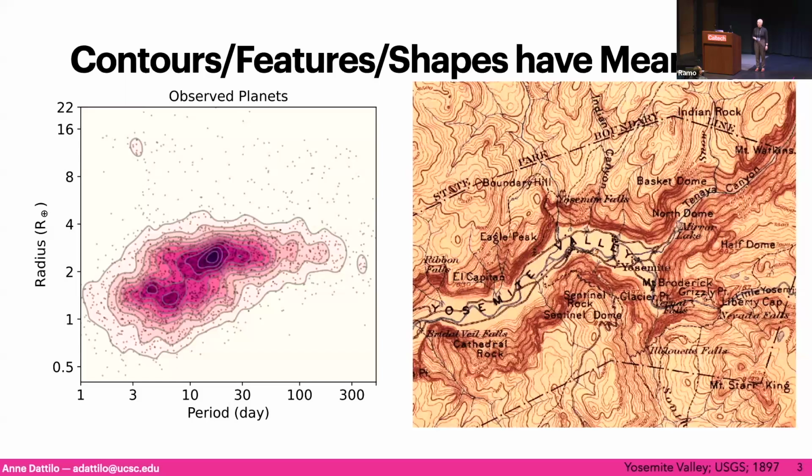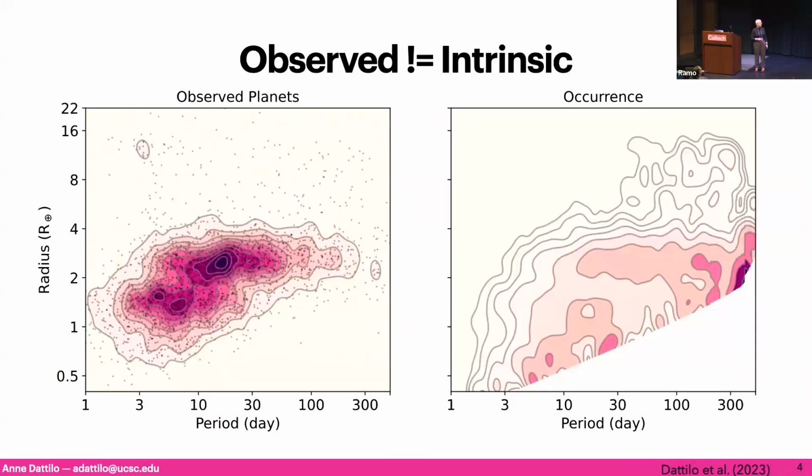Except I'm a little bit of a liar. I don't actually want to do it with these contours. I actually want to do it with our completeness corrected occurrence contours, right? So we take this observed population of planets and we correct for the survey biases, our detection completeness, our vetting completeness, geometric transit probability, right? All of those, and we can divide those out into these occurrence contours. So this is the underlying intrinsic distribution of planets in our galaxy. This is what we think actually exists out in the Milky Way.